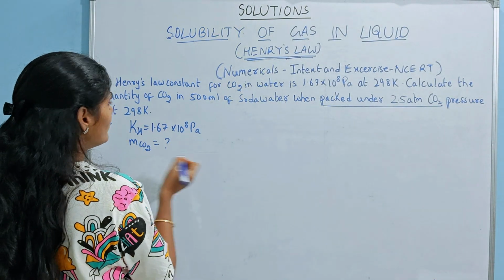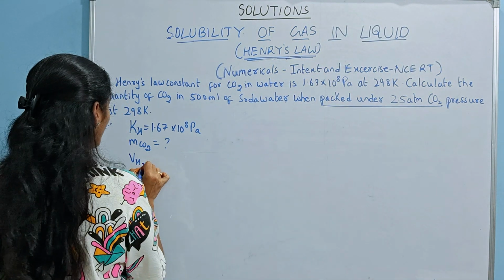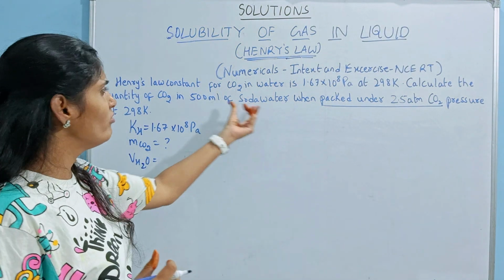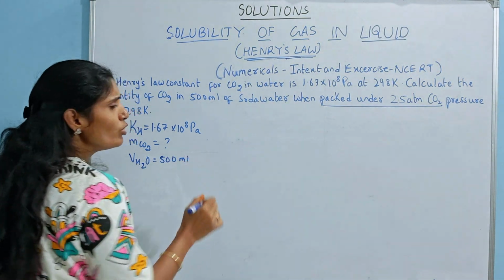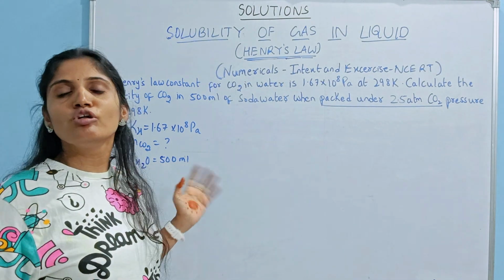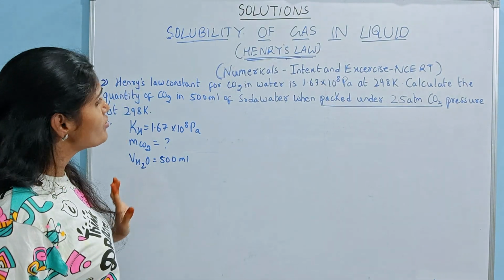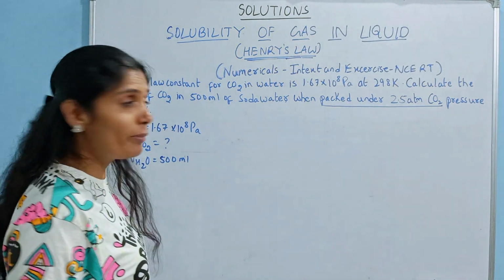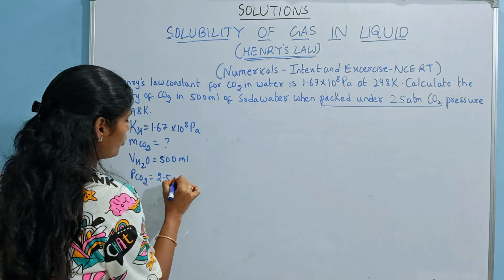So here I can take this as volume of solvent. What is the solvent here? Water, because soda water. If CO2 has been passed, so ultimately it will be volume of water only. Volume of water is equal to 500 ml, because see, as such CO2 will not create separate space and increase the volume of water, right? So whatever volume of soda water is there, I can take it as volume of water, which is 500 ml. Now it has been packed under 2.5 atmosphere CO2 pressure. So pressure of CO2 is given for us, which is equal to 2.5 atmosphere.